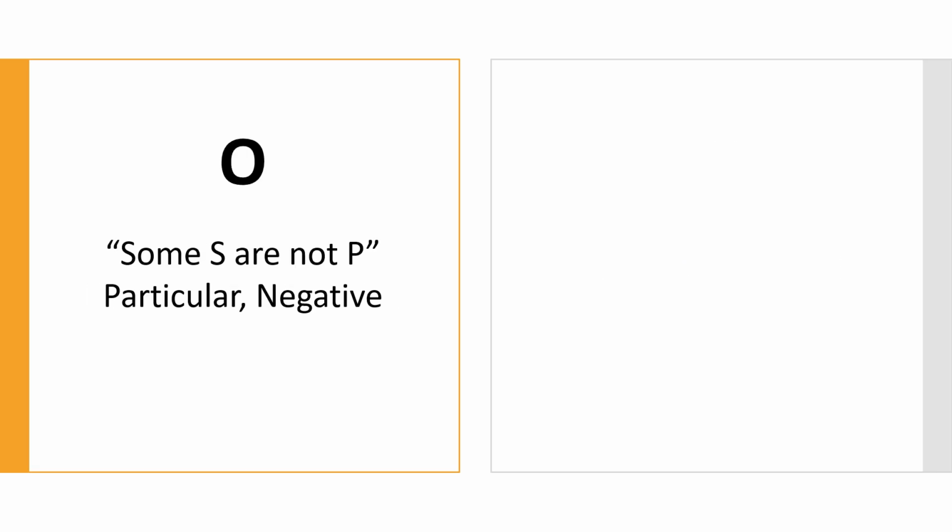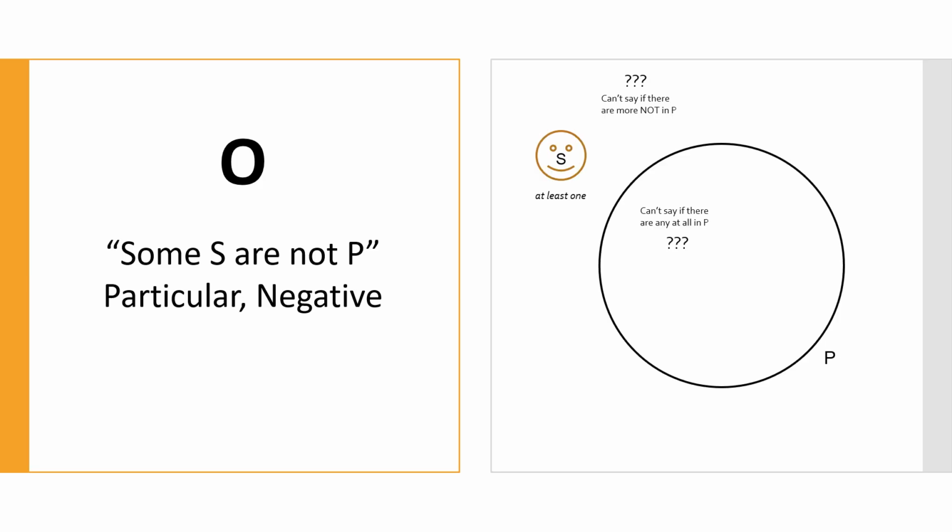So the some-are-not claims, our O claims, or our particular negative claims, are pretty much the same thing, but in reverse. In other words, what we're saying here is there is at least one S out there that does not fit anywhere whatsoever into the P category. Now, there might be some S's that are P's, we don't know, and there might be even more out there that are S's but not P's. But I do know for certain, or at least I'm claiming to know, that there is at least one S out there that does not fit into the category of P, that is not a P.